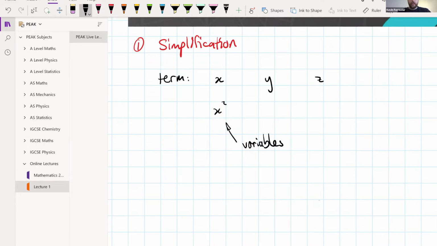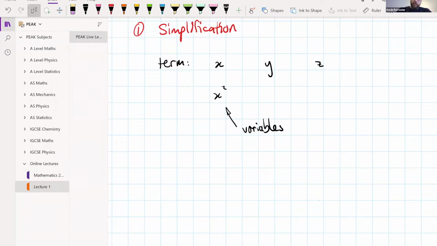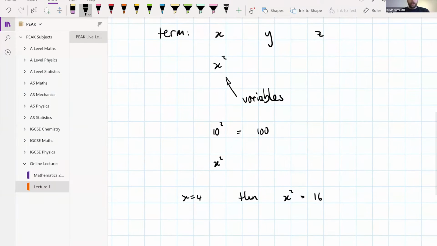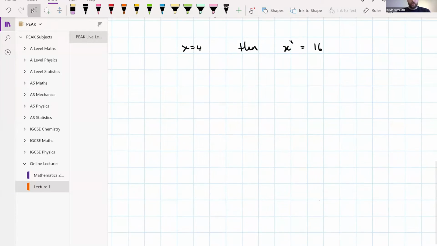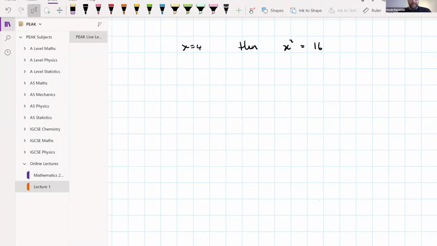So for instance, if you had to calculate something, you'd say, okay, I want to know what is 10 squared? That is equal to 100. X squared is basically taking in place any possible value that you would like it to be. So if x was equal to 4, then you would get x squared equal to 16, because 4 squared is 16.